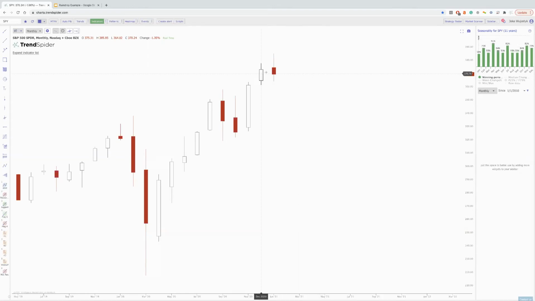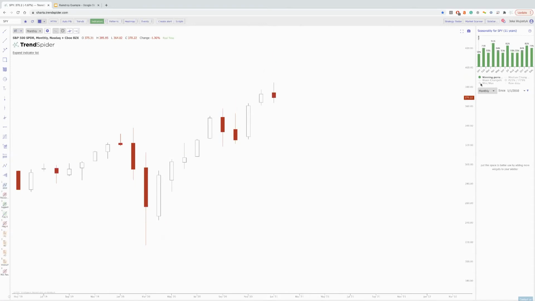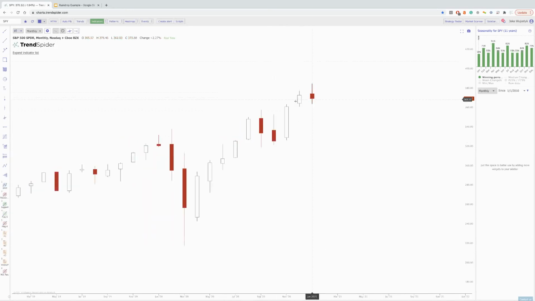So who knows? Maybe this is a really ugly setup on the chart, but then we go and we see that February ends up being a new high here, and we just continue up. It's really hard to say what's going to happen, but seasonality allows you to pair your charting with the seasonal trends and that type of thing. So you could do this with the monthly chart.